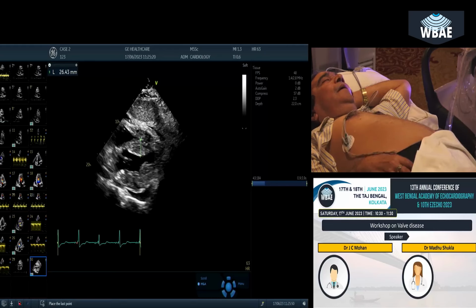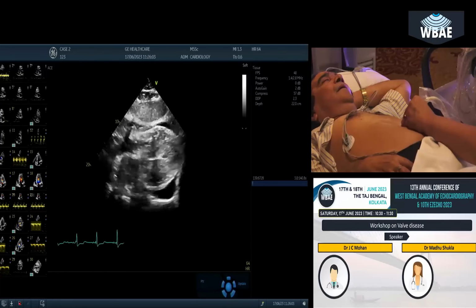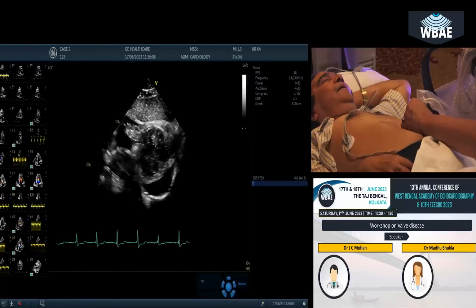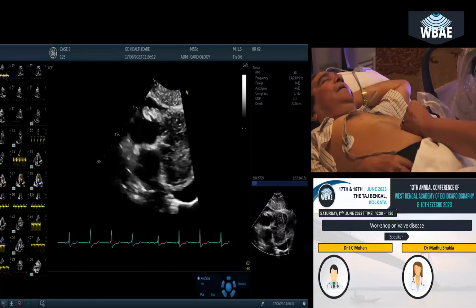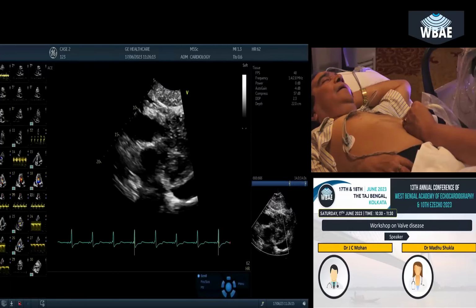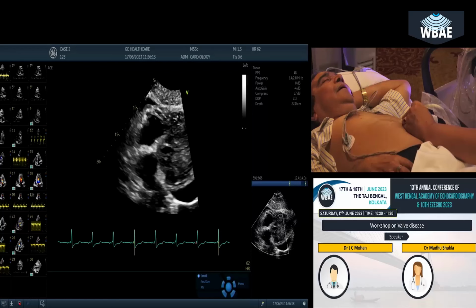Interatrial septum, Dr. Madhu. No, this is not interatrial. You are measuring the interventricular septum. Okay, sorry. It looks slightly thickened. That is all I can say. Sir, cardiac MRI picks up that finding very well. Yes, sure. Even CT can pick up the interatrial septal thickness very well. So, Dr. Madhu, this looks thickened, definitely. Actually, it should not exceed 5 millimeter.